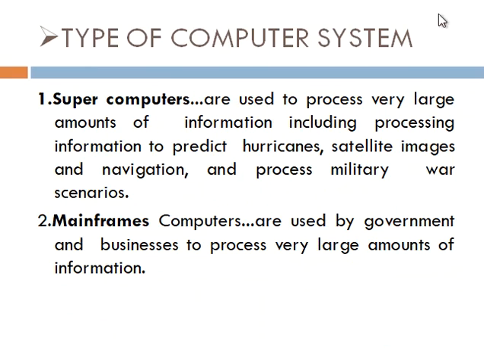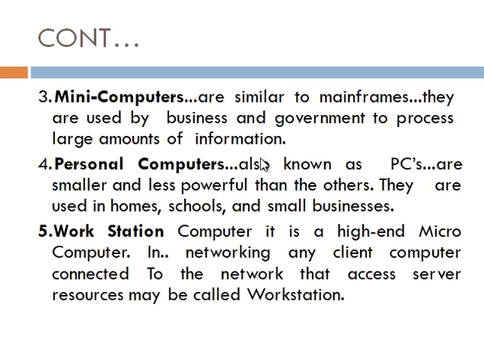Now, types of computer systems. There is a variety of computer systems, like desktops, laptops, machinery computers and supercomputers. So this is the main classification of computer systems. First is the supercomputer. It is used for very large amounts of information, including processing information to predict hurricanes, satellite images and navigation. Mainframe computers are used by business processes and by government bodies.